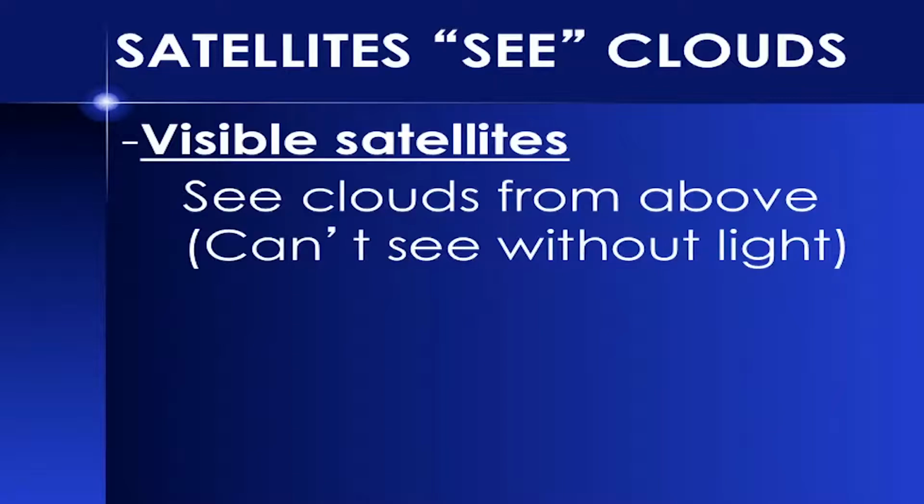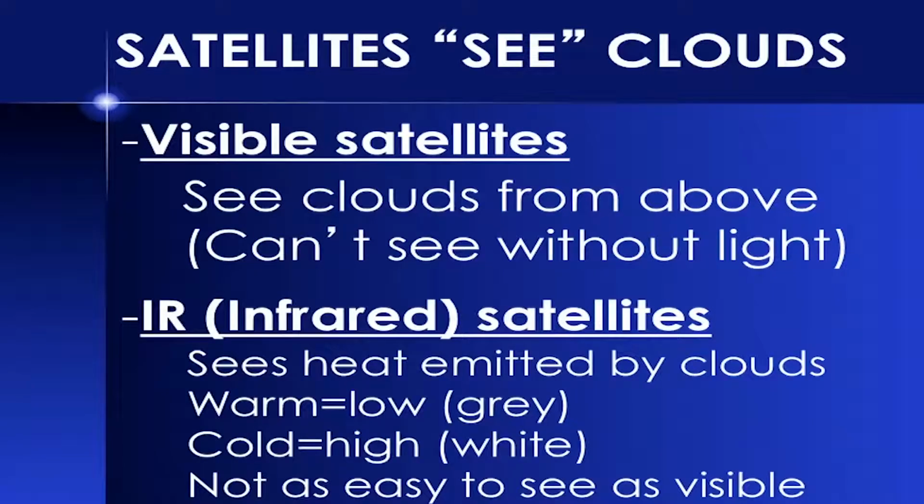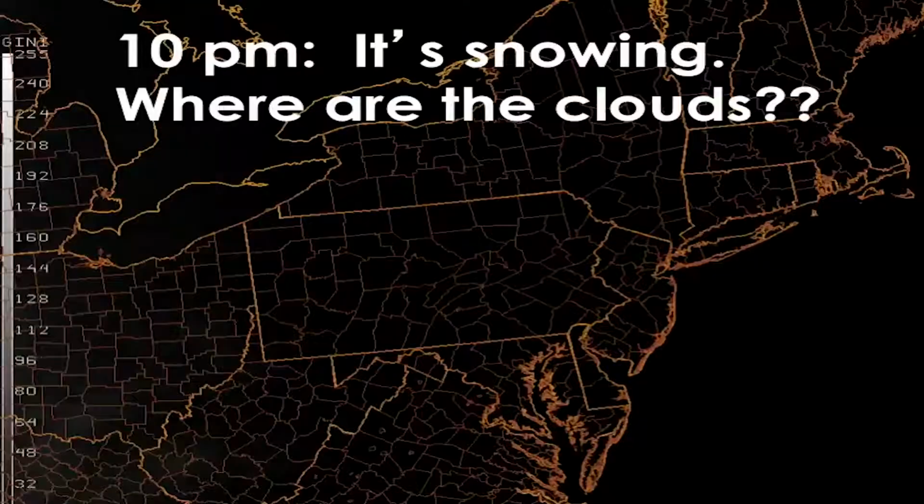But you can't see clouds if there's no sunlight. So at night, we need to use infrared satellites. The infrared satellites see any heat being emitted or reflected by the clouds. Warm clouds are closer to the ground, so they appear gray. And high clouds are colder, so they appear bright white. It's not as easy to see the texture of the clouds on an infrared as it is on a visible satellite.